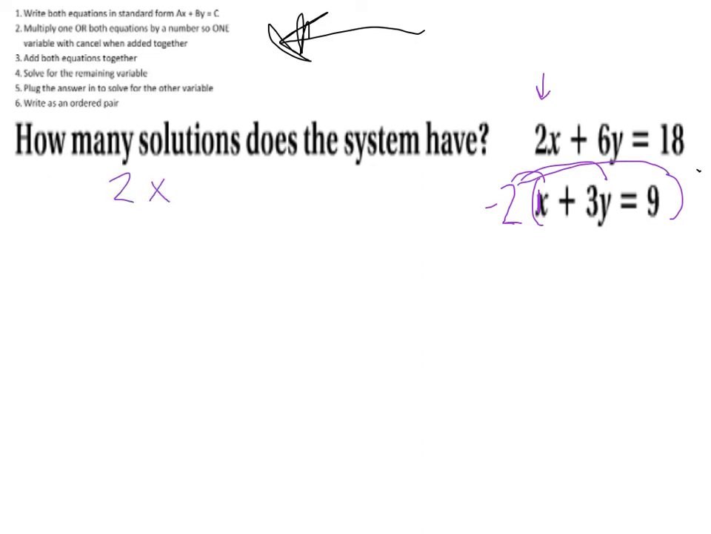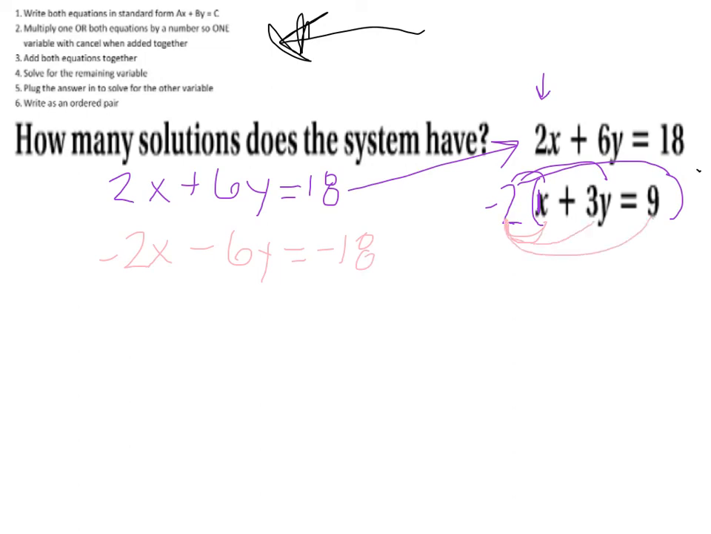So I have 2x plus 6y is equal to 18. That's my first equation. And then my second equation I have to multiply in, so that's going to give me a negative 2x minus 6y is going to equal a negative 18. Again, that's negative 2 times x, negative 2 times 3, and negative 2 times 9. And now I'm going to add them together.